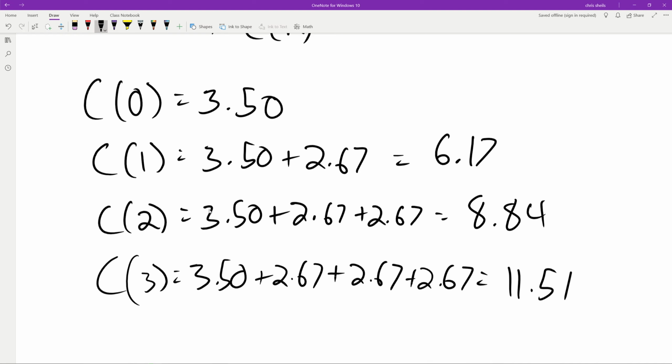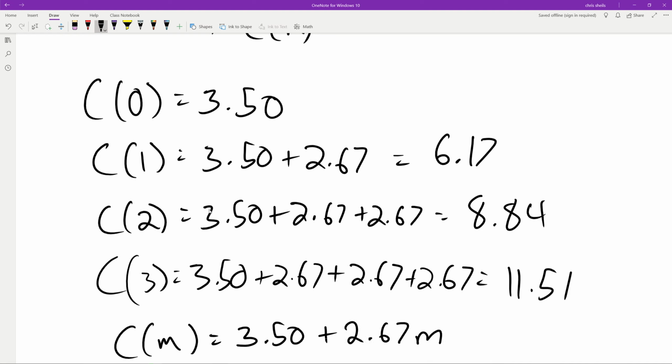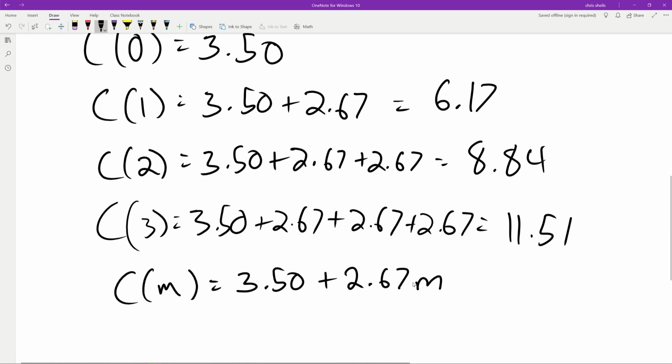From this, we might observe a pattern here and conclude that if I drive some number m miles, then I'm going to pay a price that is calculated by this function, C of m equals $3.50 plus $2.67 times m. Because I start with this $3.50 drop fee, and then for every mile increase, I add $2.67.